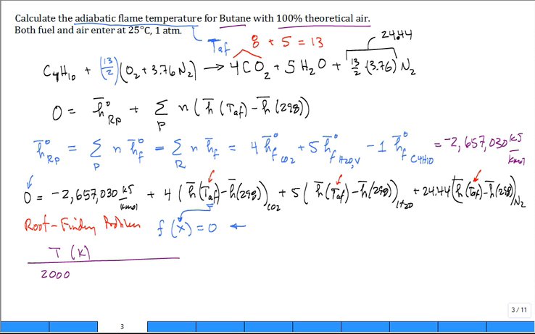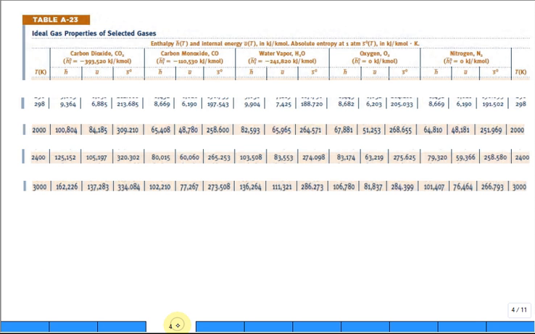And when we evaluate everything on the right hand side of the equation, we calculate negative 555,739. So I had to go get the molar enthalpy of the carbon dioxide at 2000, the molar enthalpy of the water vapor at 2000 Kelvin, and the molar enthalpy of nitrogen at 2000. Let me show you the table right here.